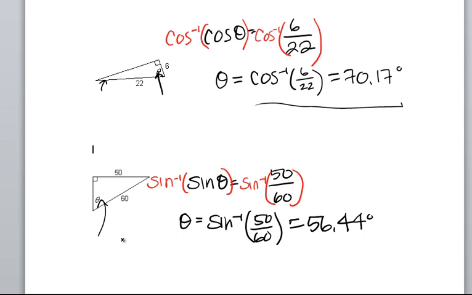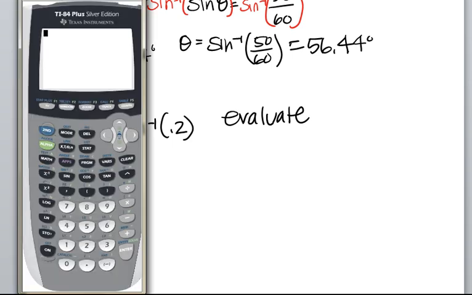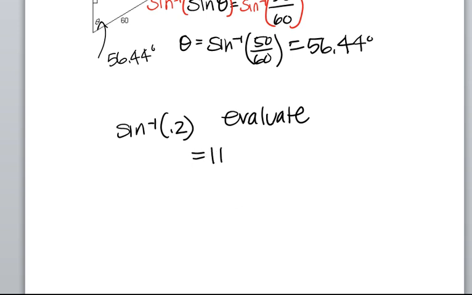This angle right here is 56.44 degrees. Now I have an expression, sine inverse of 0.2. If I wanted to evaluate it, what that means is that I plug that into my calculator and I find inverse sine of 0.2. And my answer is 11.54 degrees.